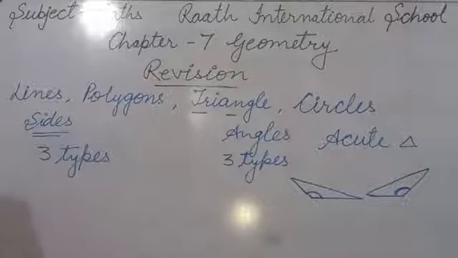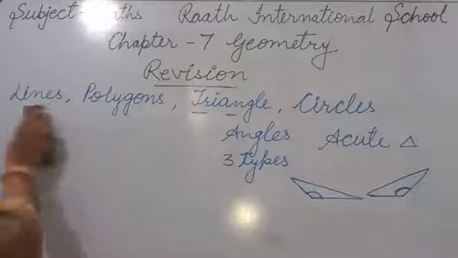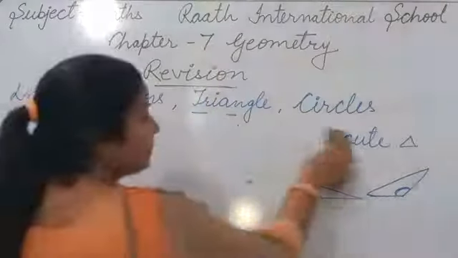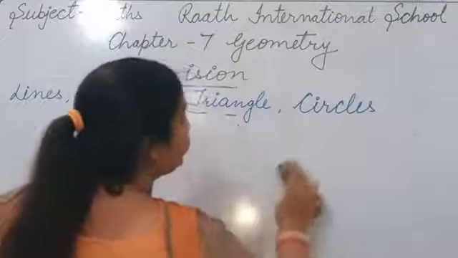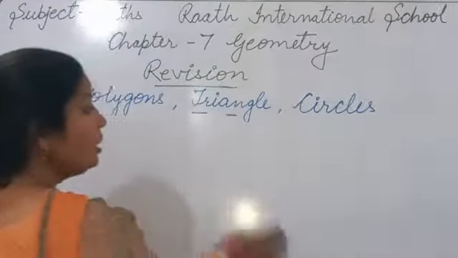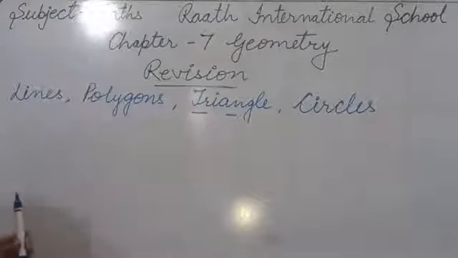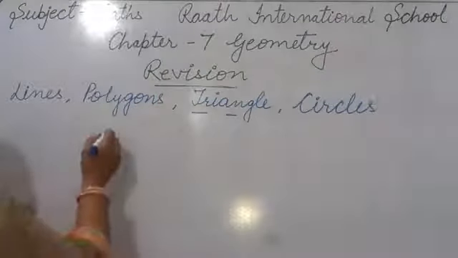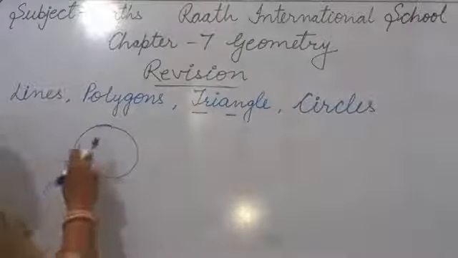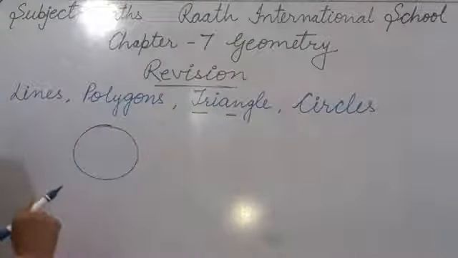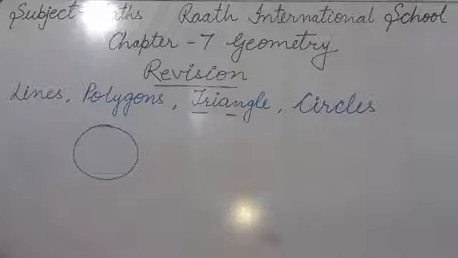After that we have the circle. Next is the circle. Now, what is a circle? A closed figure. This is also a closed figure, made up of a curved line, not a straight line. That's why this is not a polygon, because it is made of a curved line. So this is a circle.